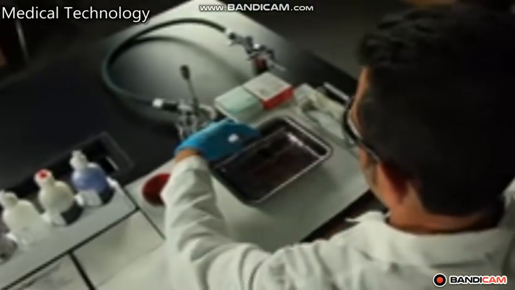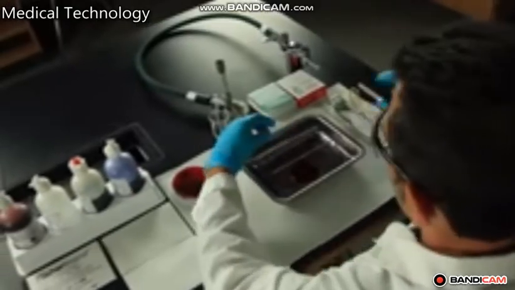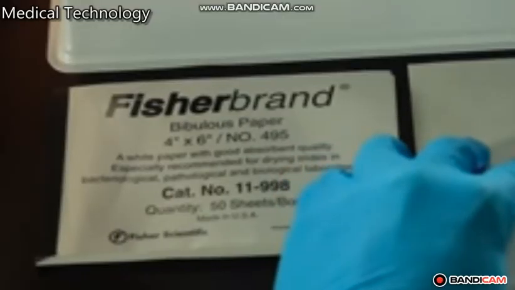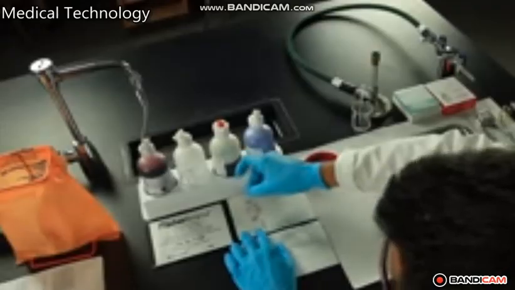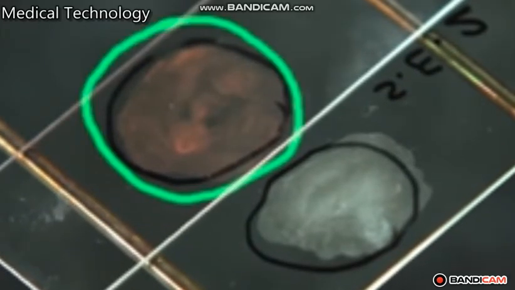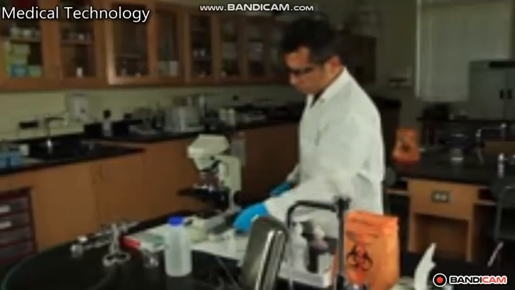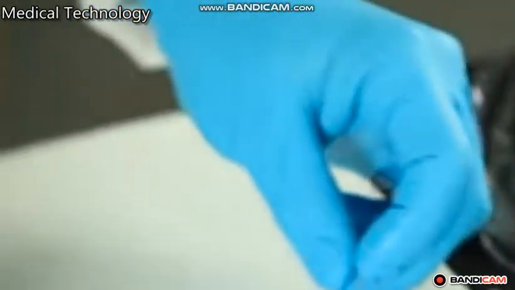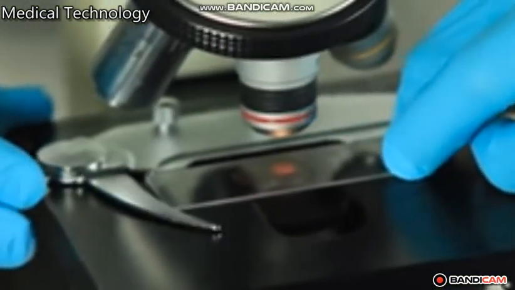Let the stain act from 30 seconds to 1 minute. Wash the slide with tap water or distilled water and then dry by using filter paper. Look at the difference between stained and unstained smear. Examine the bacterial smear under the oil immersion.